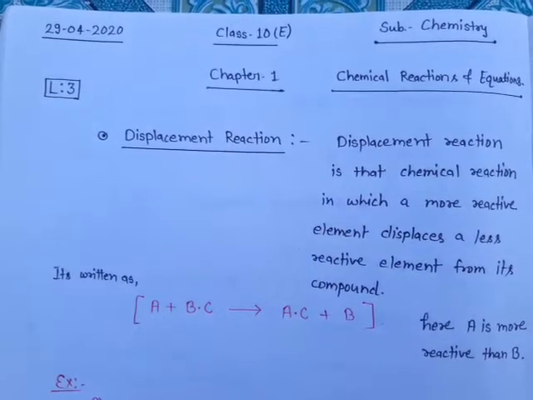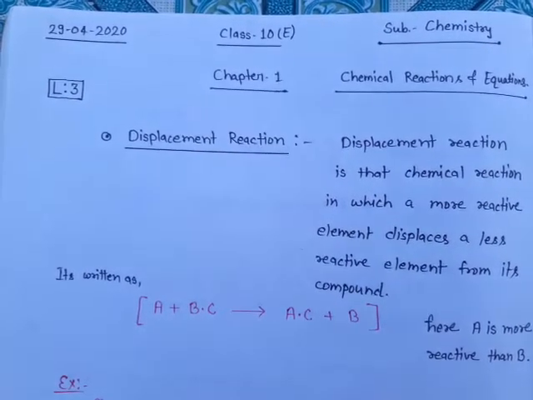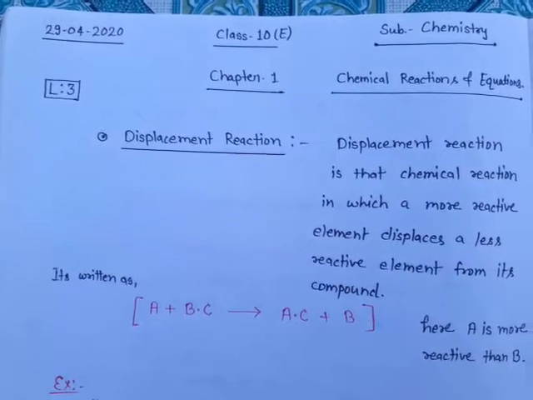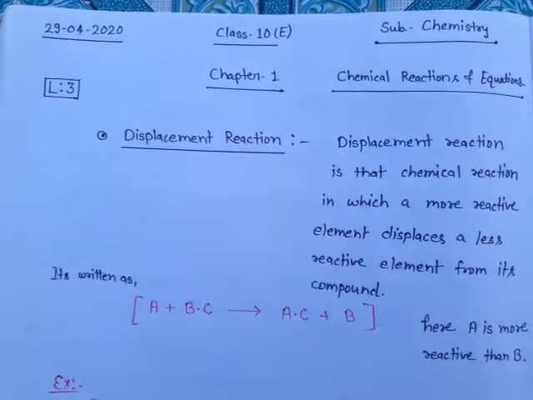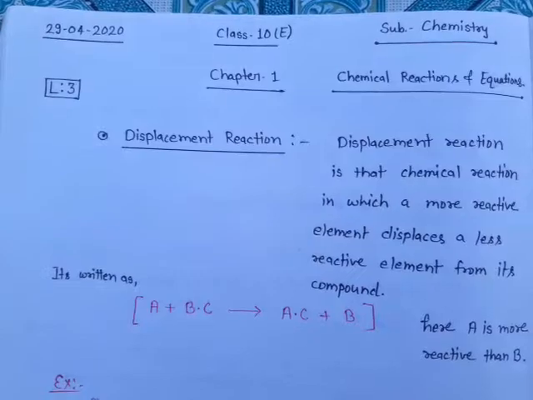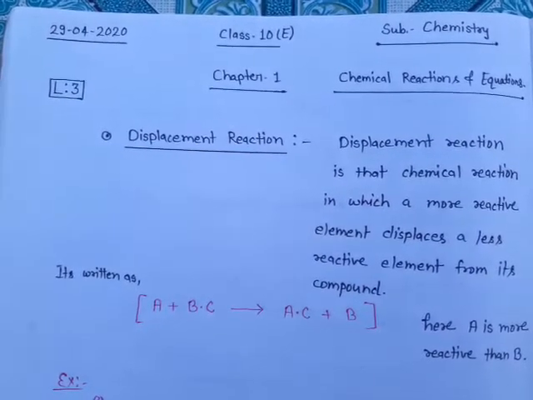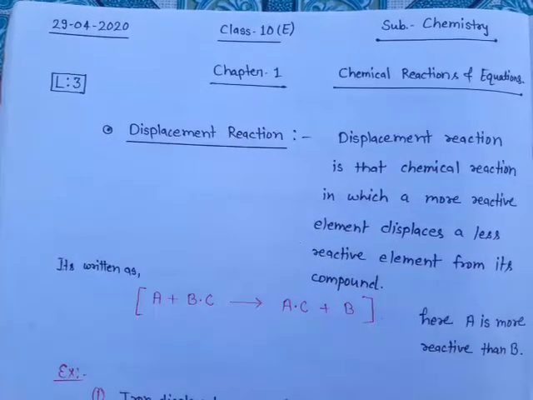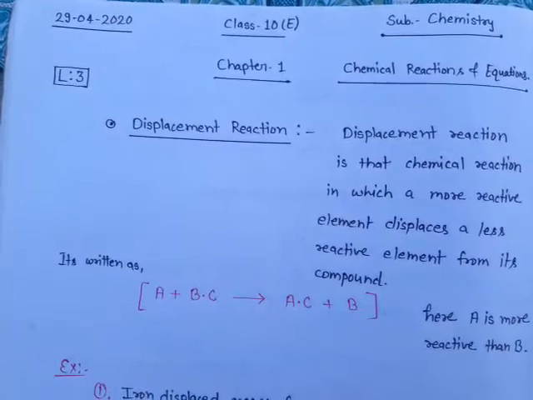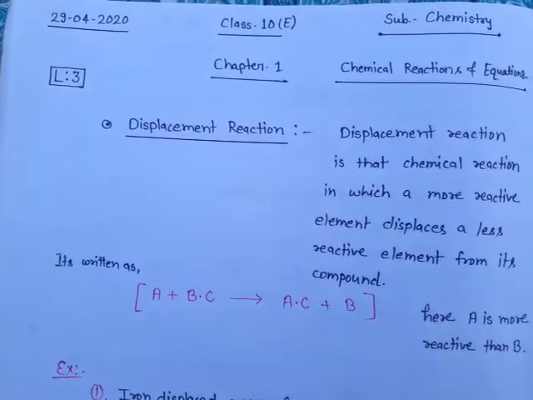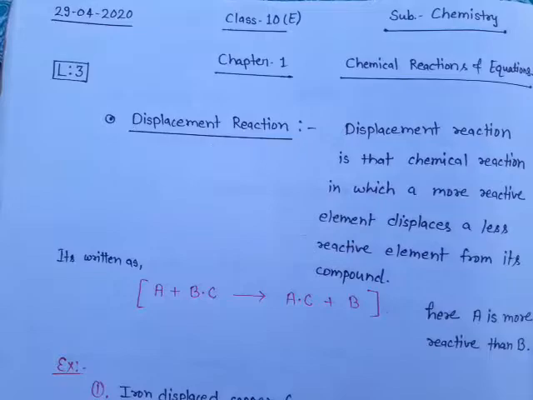Now I start your first chapter, chemical reactions and equations. This is your third lecture in this chapter. In the previous lecture we discussed some introduction of this chapter, like what is a chemical reaction and what is a chemical equation. We also studied balancing the chemical equation and some types of chemical reaction.